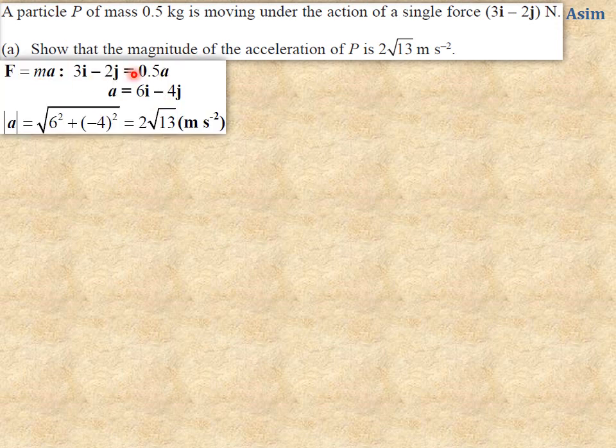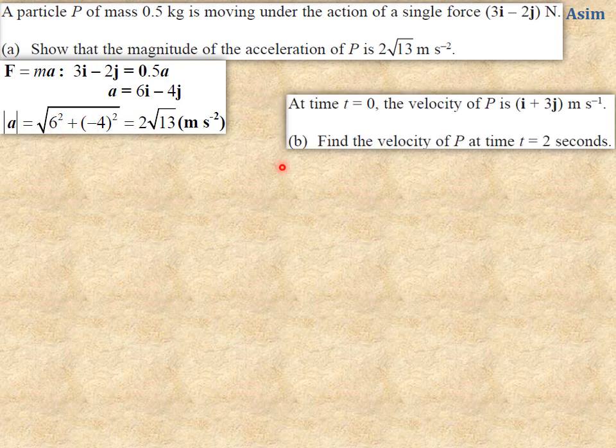Substitute, we know the force, we know the mass. You just simplify this, you get acceleration. Because they want magnitude, you do square root, that formula we studied. A square, the Pythagoras formula. And we got the magnitude of the acceleration. Part A.